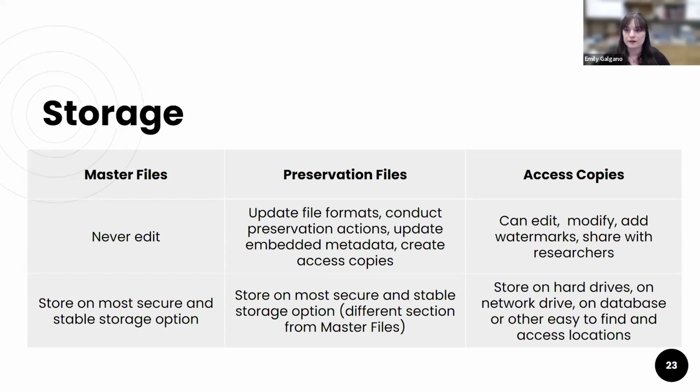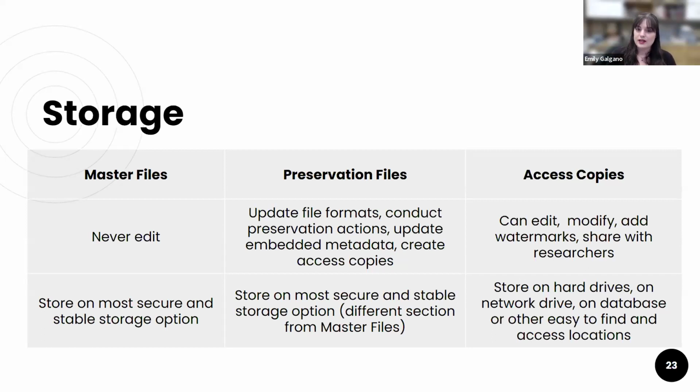be kept untouched. Your preservation files should still be the highest resolution that you can get, but they're the ones that you're going to work with when you're embedding metadata or updating to a new file format or doing checksums, creating access copies, and otherwise conducting any preservation actions on a file that should be on your preservation file, not your master file. This essentially makes sure that you always have a master copy as a backup if something goes terribly wrong in the preservation file while you're making an access copy.